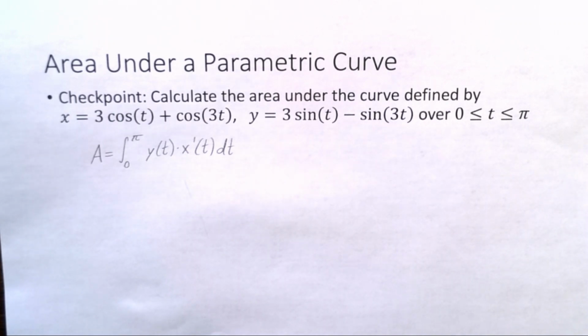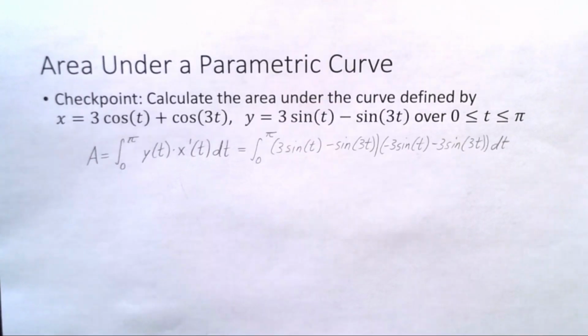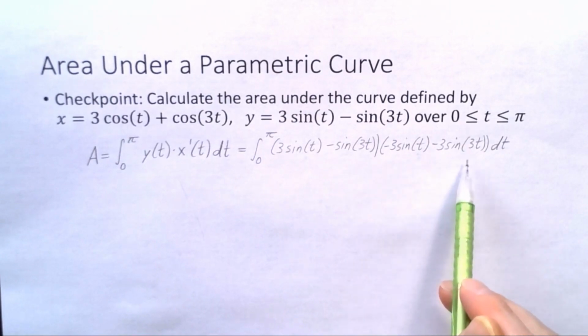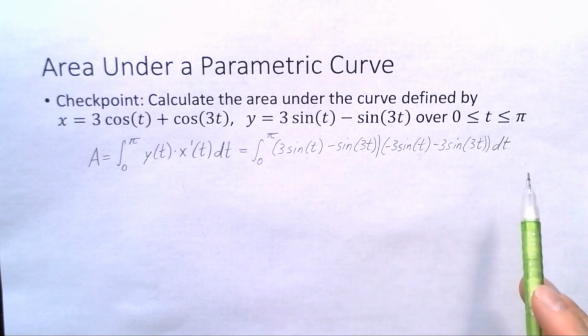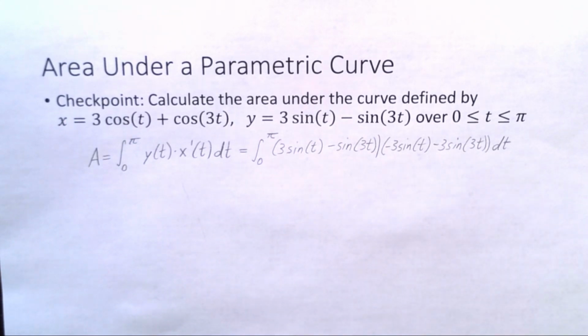From here, we note that the derivative of 3 cosine of t is negative 3 sine of t, and the derivative of cosine 3t is negative 3 sine 3t. So, combining this derivative of x, which is shown right here as x prime, along with y of t, we get this integral for the area under the curve.